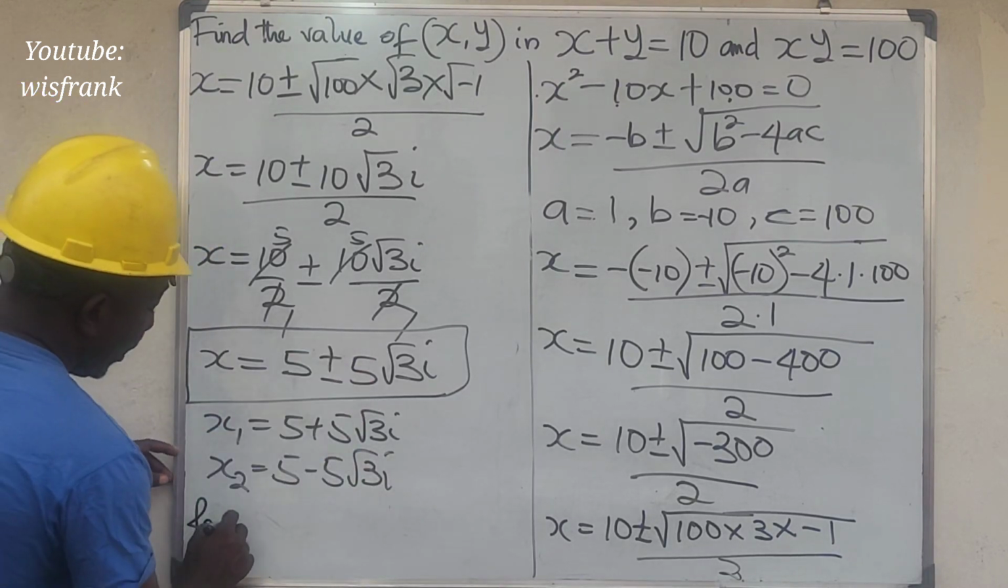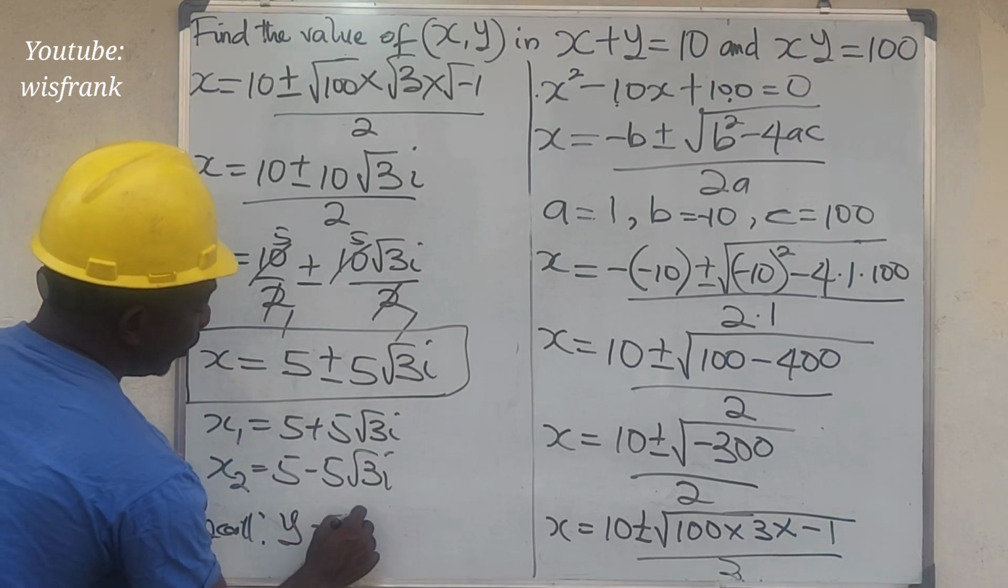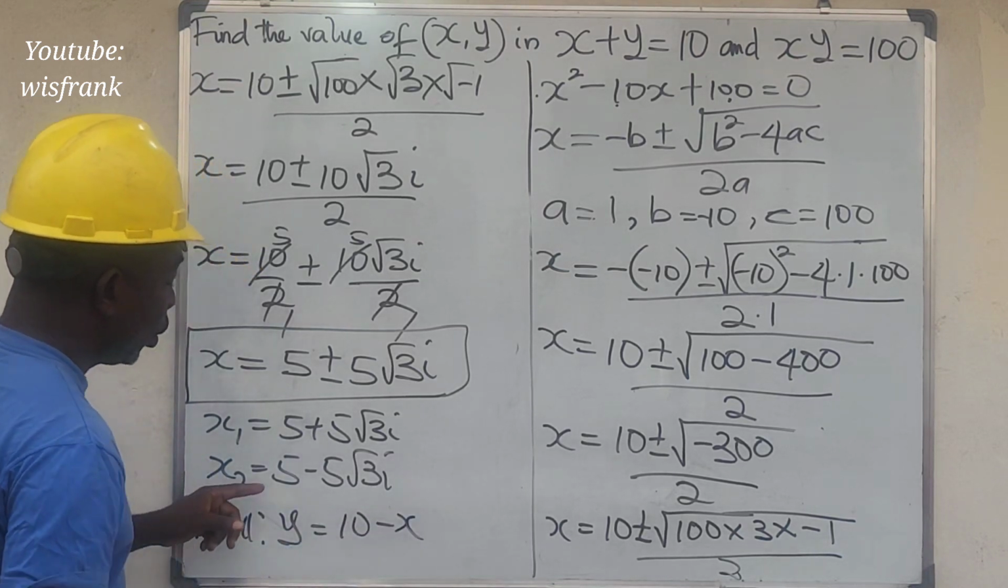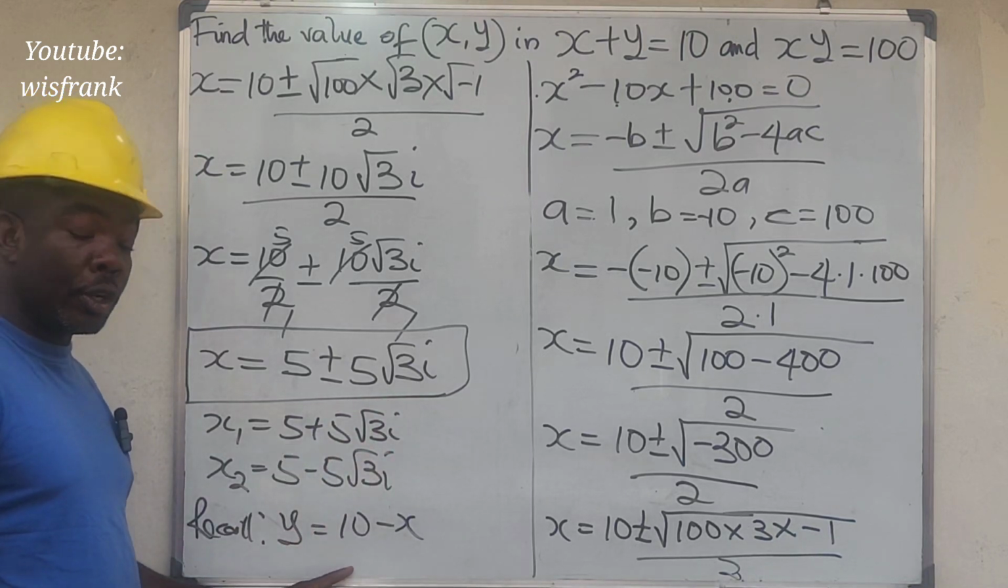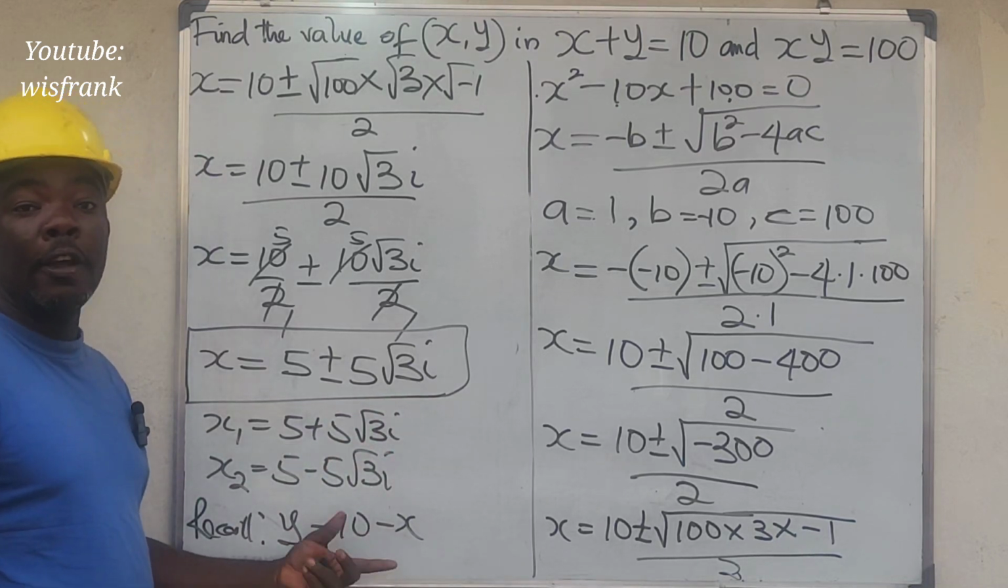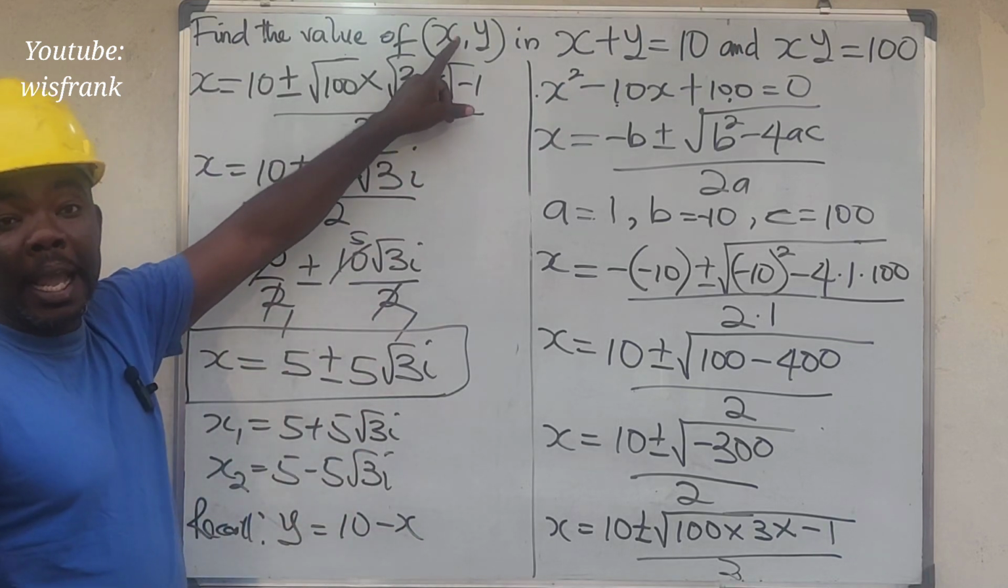We recall that our value of y equals 10 minus x. So these are the values of x here. We need to substitute into this equation y equals 10 minus x for us to find the value of y, because we are asked to find x and y.